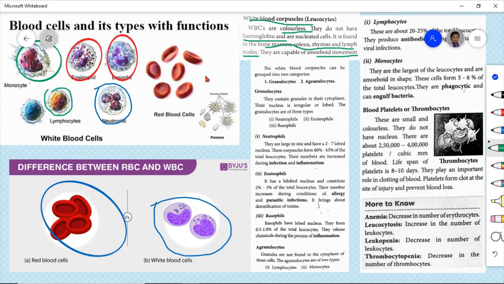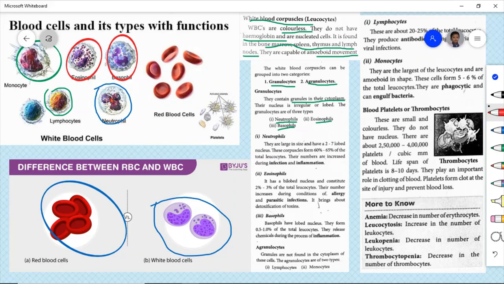WBC is again categorized into two groups based on the granules. They are granulocytes and agranulocytes. Granulocytes means granules are present in the cytoplasm, so it is known as granulocytes. There are three types of granulocytes. They are neutrophils, eosinophils and basophils. So these are the three types of granulocytes.